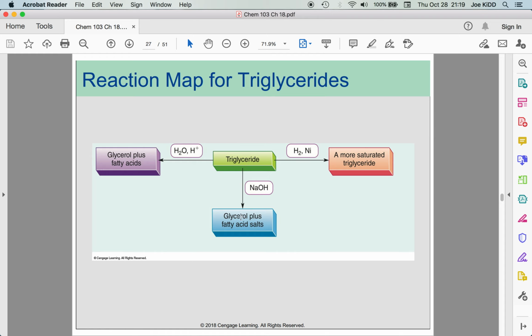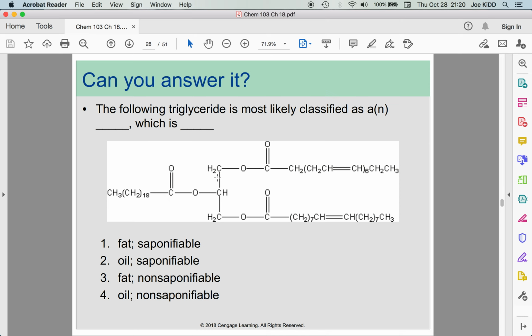If we had a base, this would be making soaps, where we would break those ester bonds and end up with the glycerol and the salt of the fatty acids. If we have acidic conditions for the triglyceride, we break apart the glycerol and we would get our acids out because we were in acidic conditions. As always, I encourage you to pause here and give this one a try.